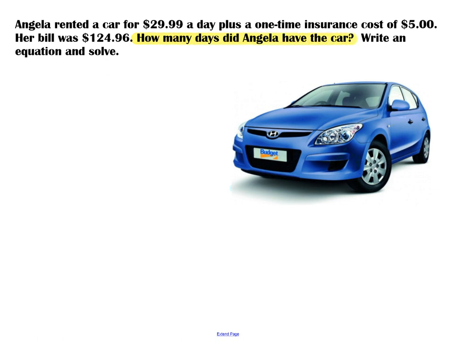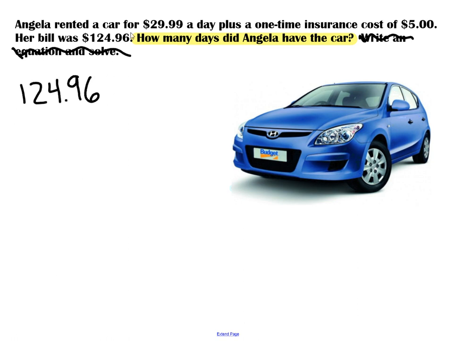So while that part is important, I know I'm trying to write an equation and solve. So I'm going to cross that off because I don't really need to know that anymore. It says Angela rented a car for $29.99 a day plus a one-time insurance cost of $5. Her bill was $124.96. So altogether, her bill was $124.96.